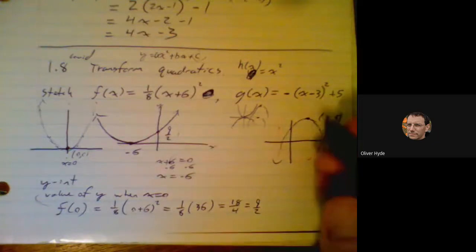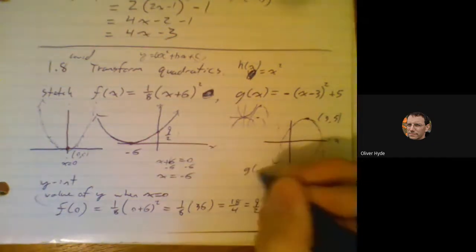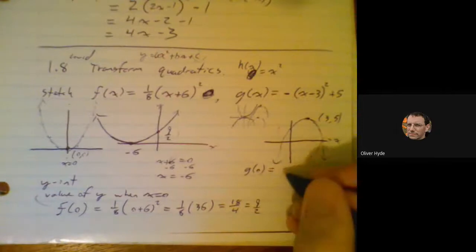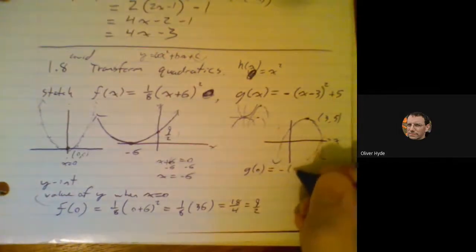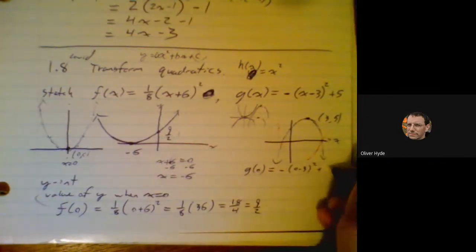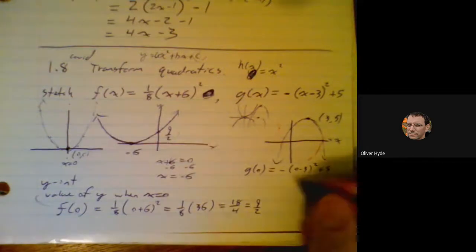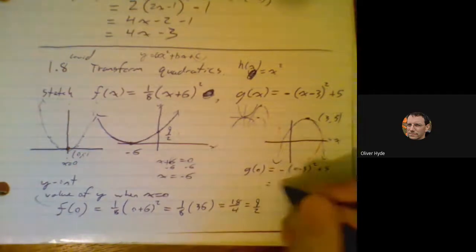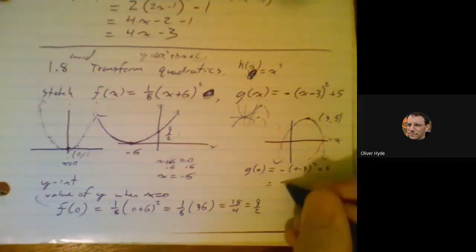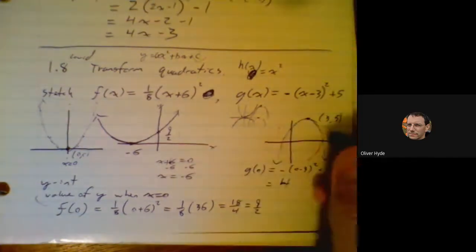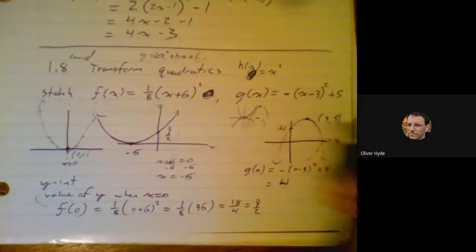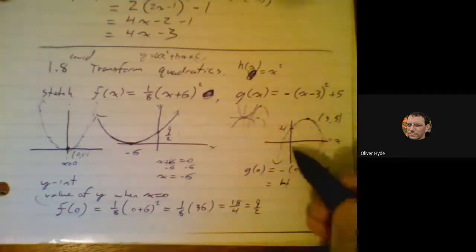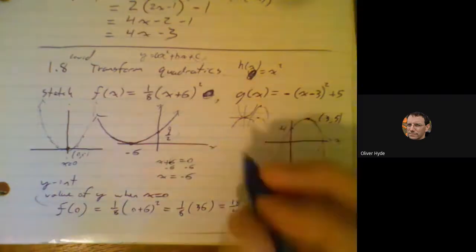If you feel the need to, you could calculate your y-intercept here by calculating g of 0. G of 0 would be the opposite of 0 minus 3 squared plus 5. 0 minus 3 is negative 3. Negative 3 squared is 9. The opposite of 9 is negative 9. Negative 9 plus 5 is positive 4. So I'm going to label this height 4, even though, I mean, it's kind of close to 4. Guess what? It's 4 again, because I say so.